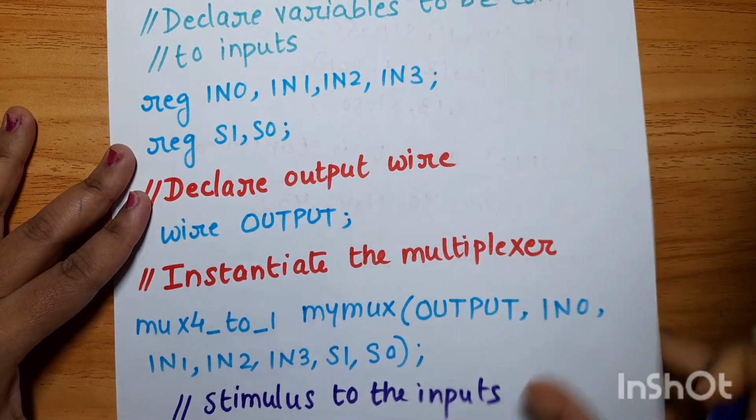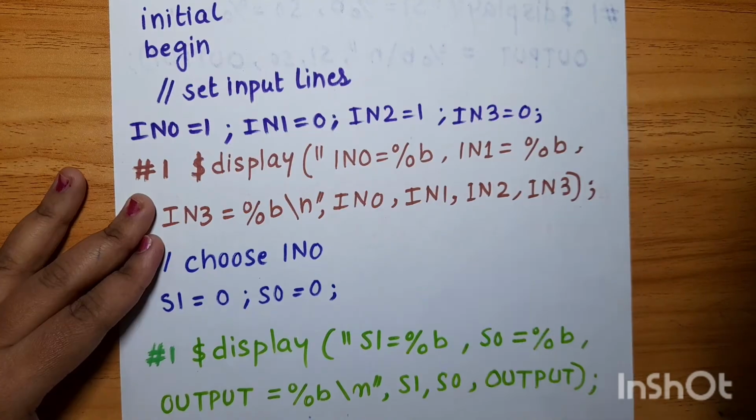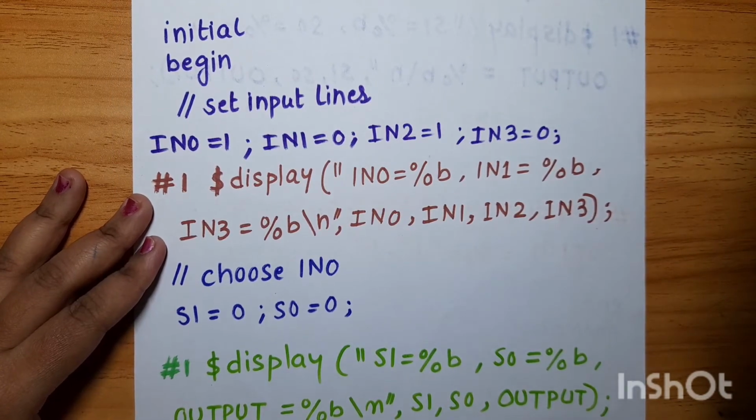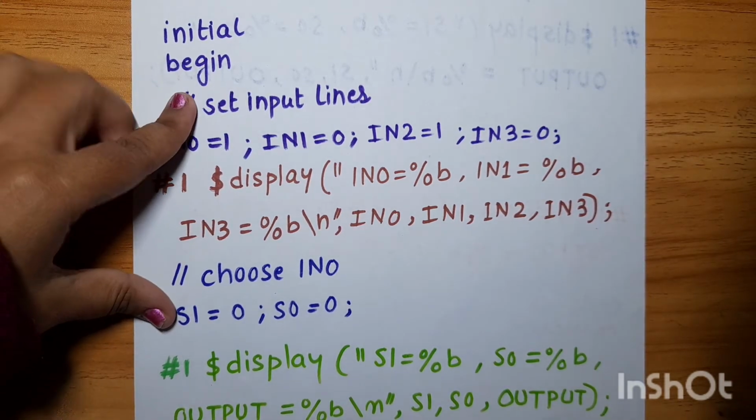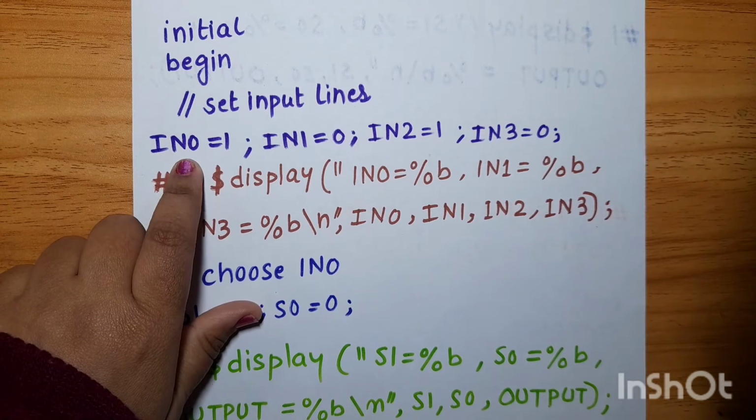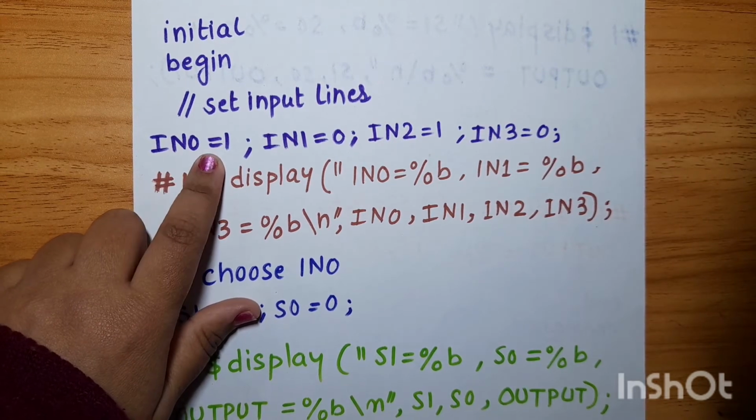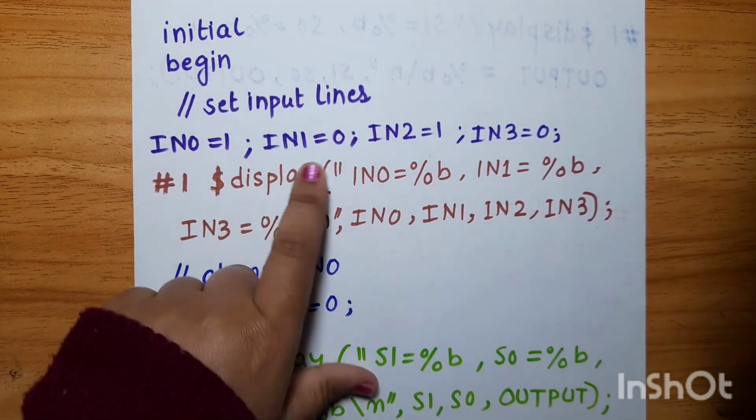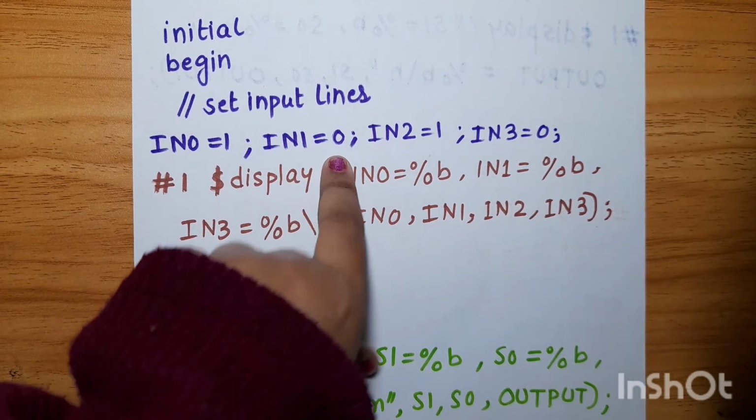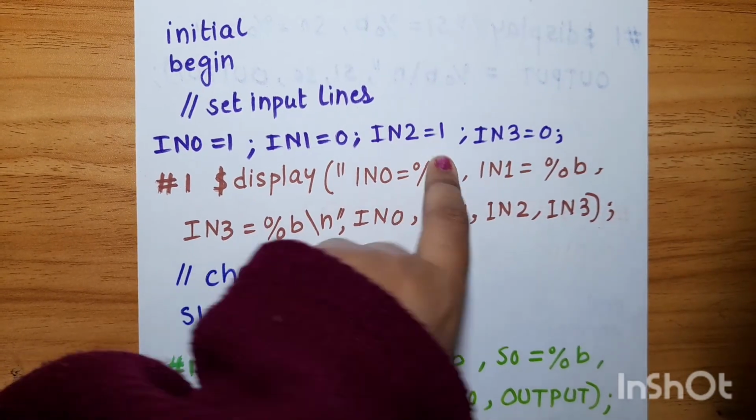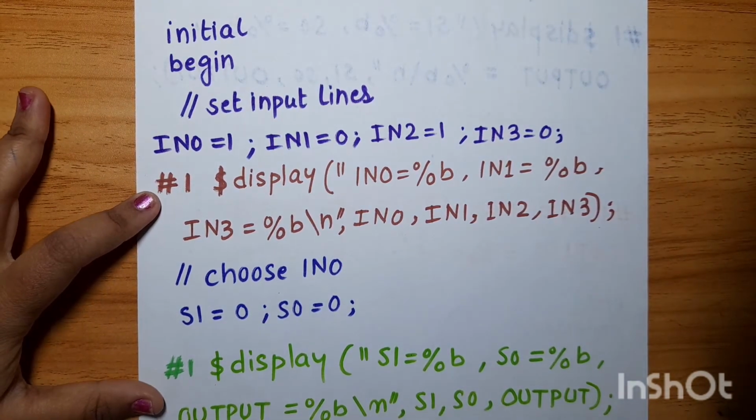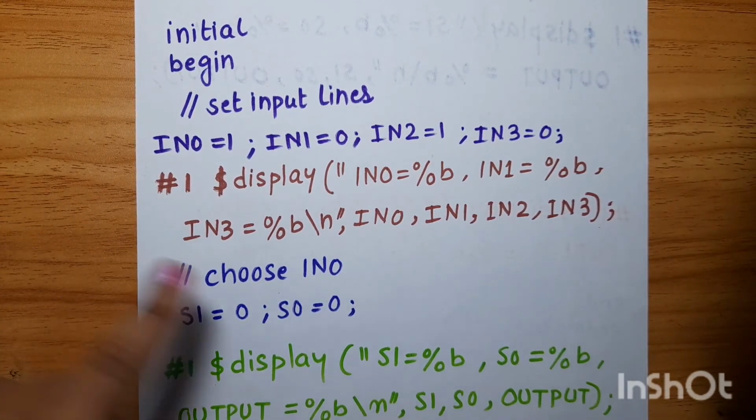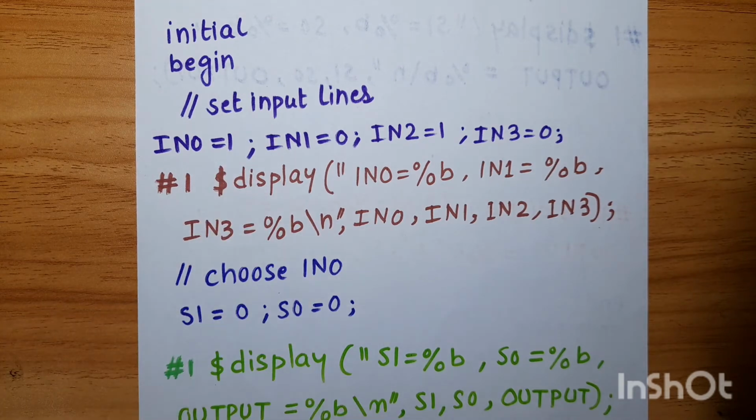Now I am providing the stimulus to the inputs. Stimulus to the input means I am setting the input lines for testing the output line. So inside the initial begin, at 0 simulation time, IN0 I am putting as 1 semicolon, IN1 as 0, IN2 as 1 and IN3 as 0. After 1 unit of time I am having the display. I am displaying all the inputs which are provided.